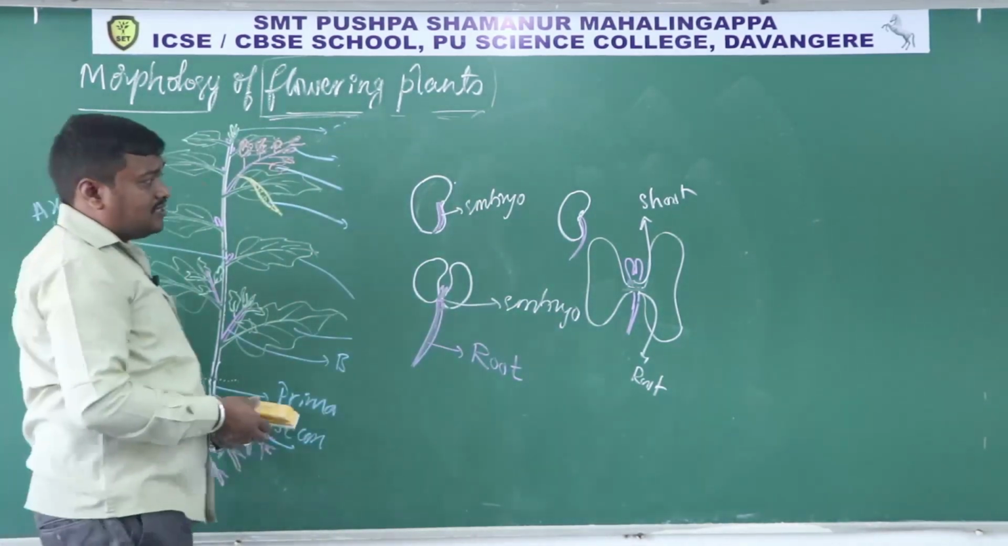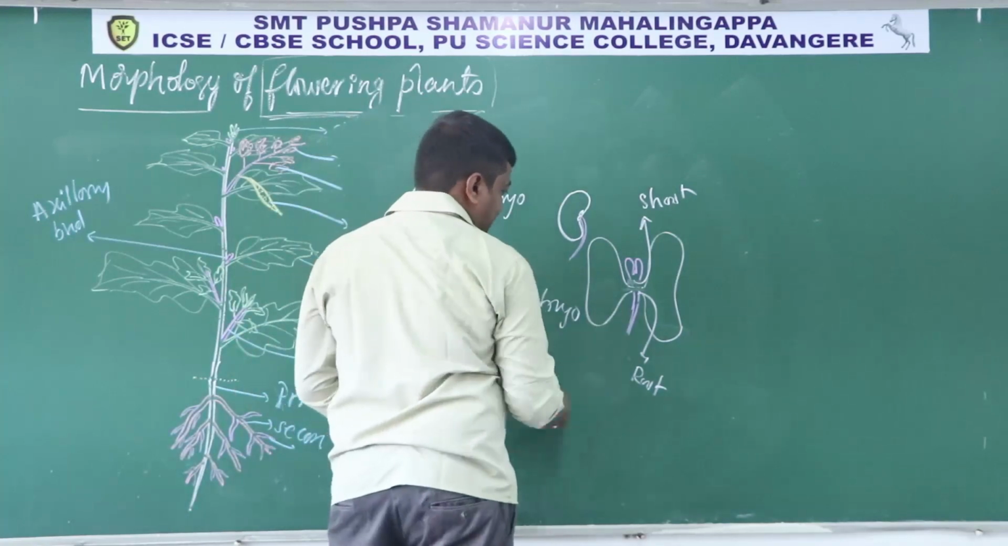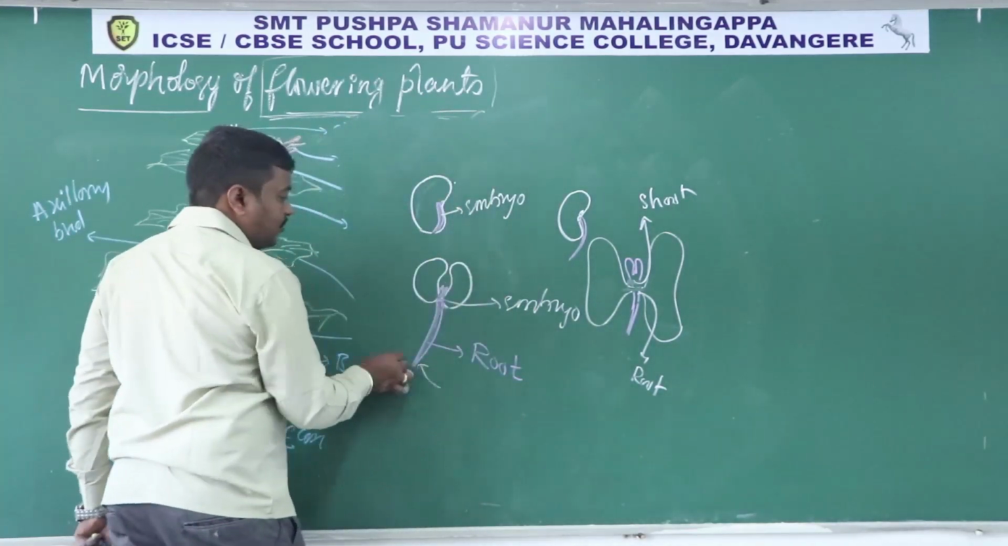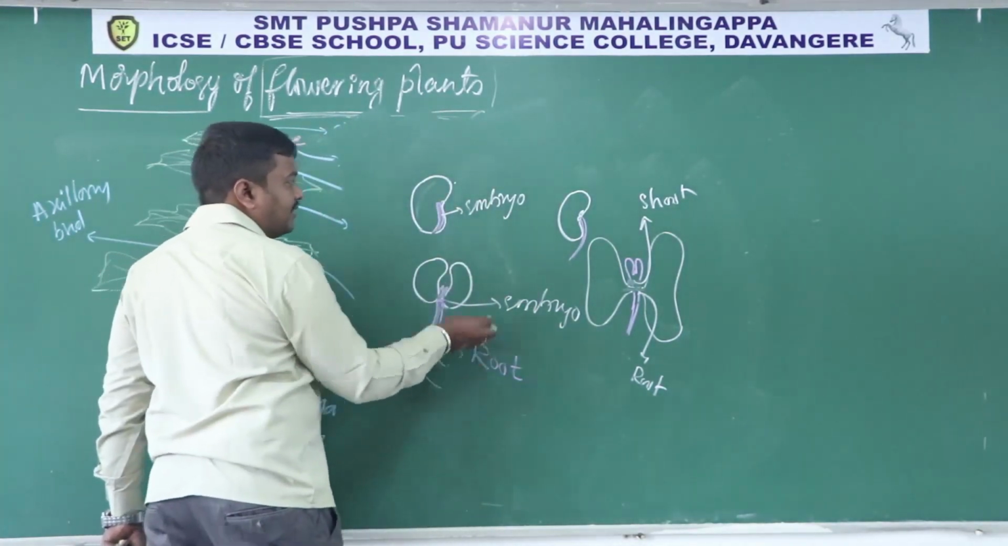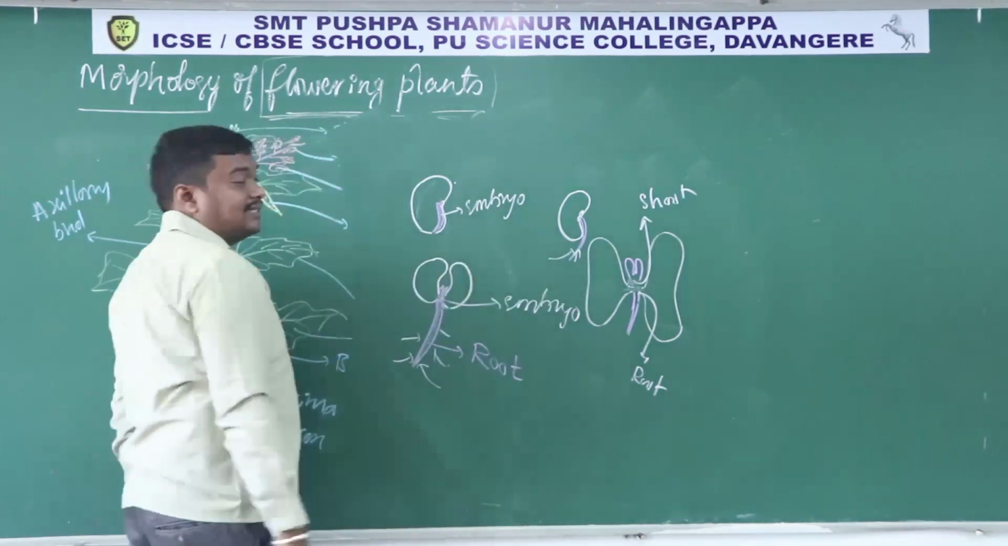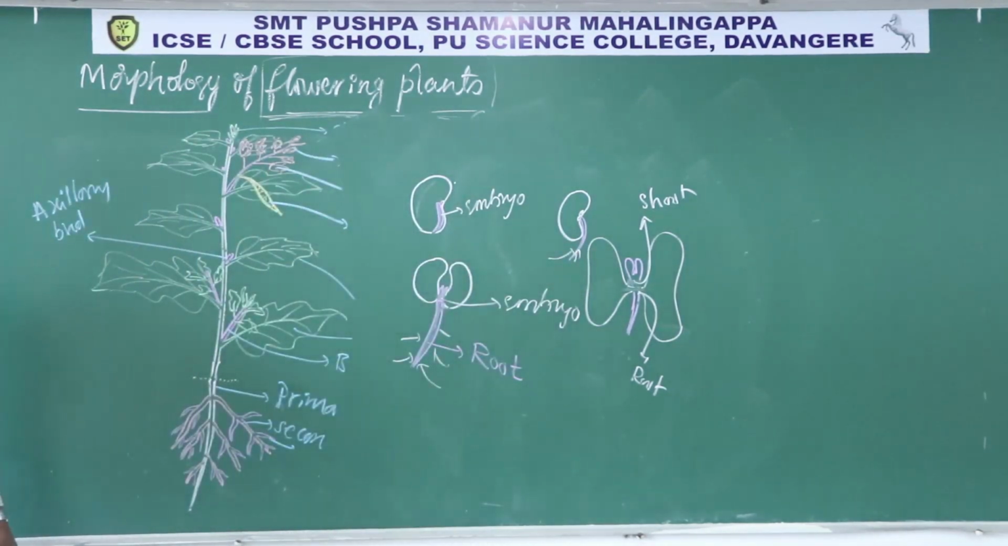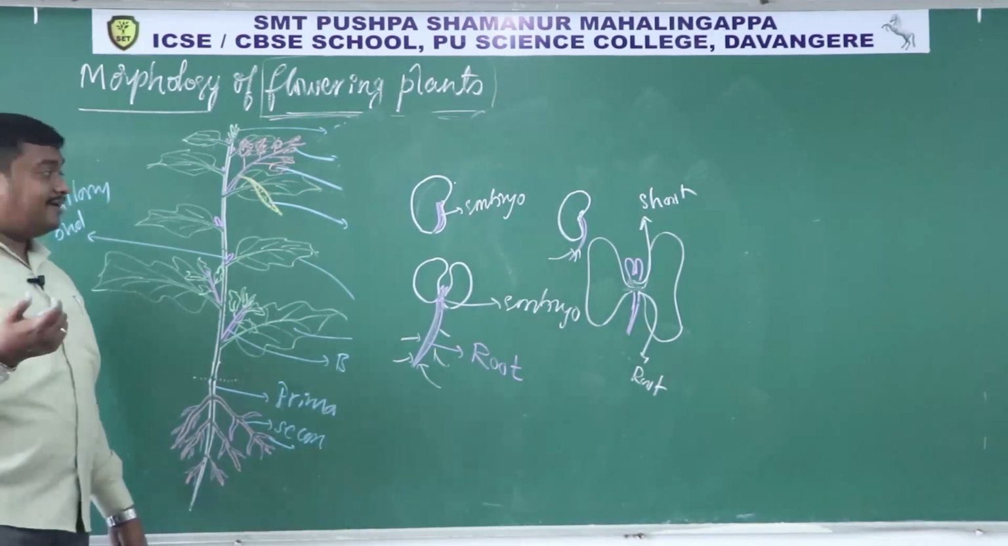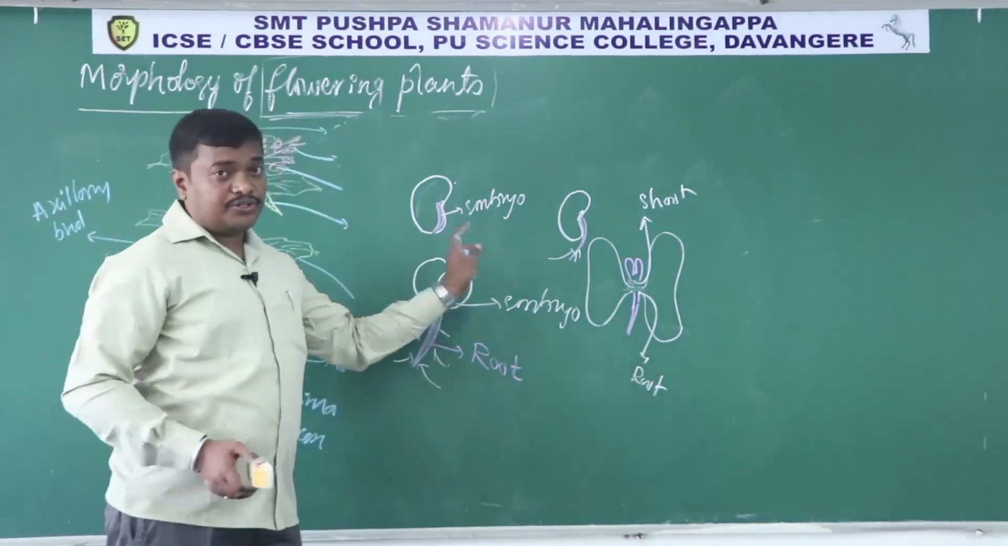Once the seed produces this radicle, it starts to absorb water. Then it helps in further germination or growth of the plant. Okay, so hope you understand how the structure is.